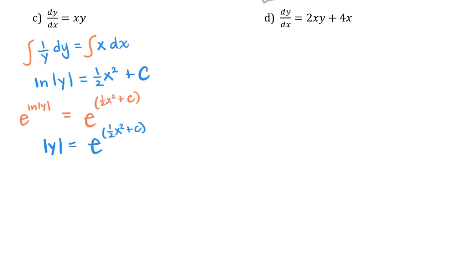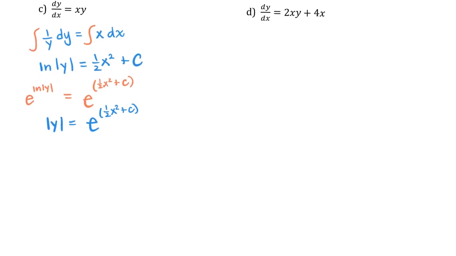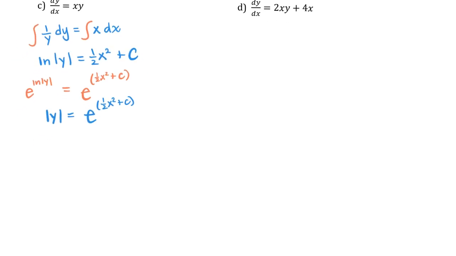Okay, now that thing over there, there's nothing really wrong with it, except that almost 99% of the time they simplify that. So let me simplify that and then I'll finish solving this. According to the exponent rules, e to the 1/2 x squared plus c is the same as e to the 1/2 x squared times e to the c. Because these have the same base, I would add their exponents and I would end up with this expression.